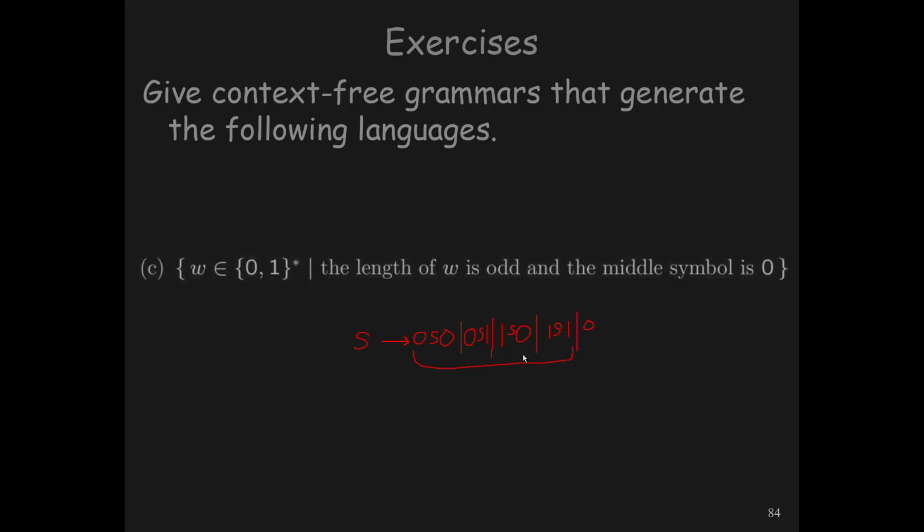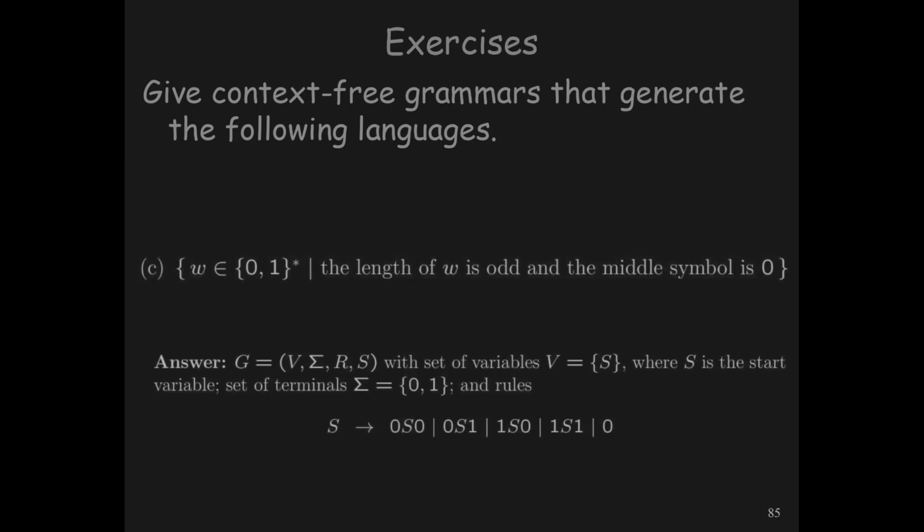Okay, a couple of examples of strings might be: first you generate 0S0, and then the S generates 0S1, and then the second S produces 0. So you have 0S0 gives 0S10 because of this second rule here, okay? And then this gives you 00010, okay? So that's odd length, and the middle symbol is 0.